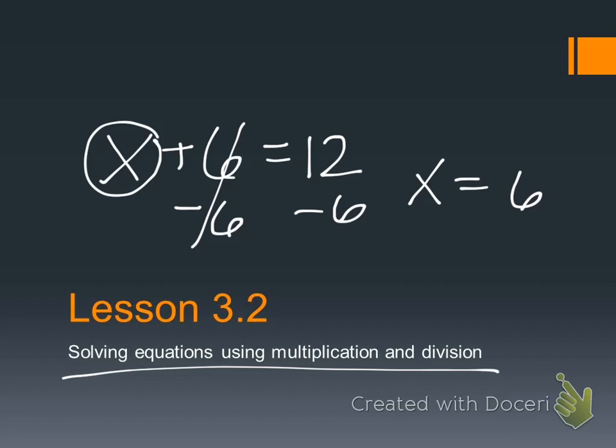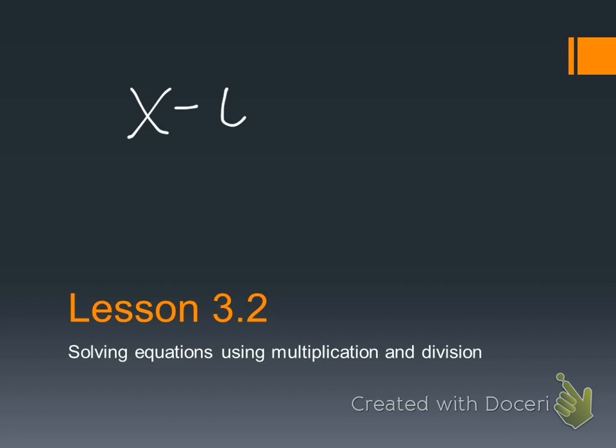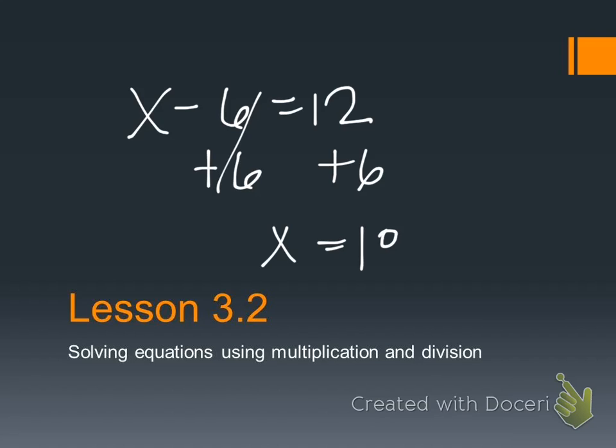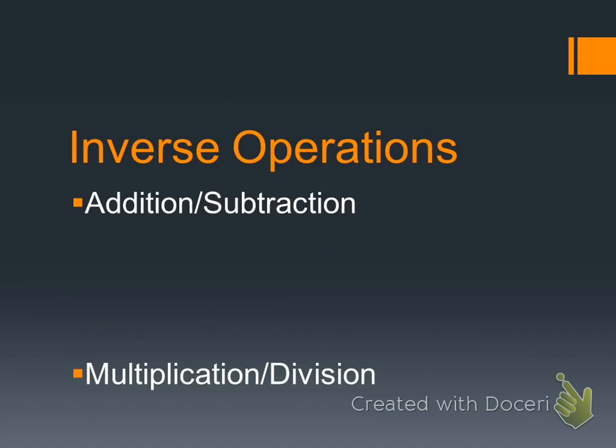Or if I had a problem like x minus 6 is equal to 12, I realized I need to add 6 to both sides, and x is equal to 18. We were able to solve these using inverse operations. Today, we're doing the exact same thing. The only difference is we're going to be using multiplication and division.